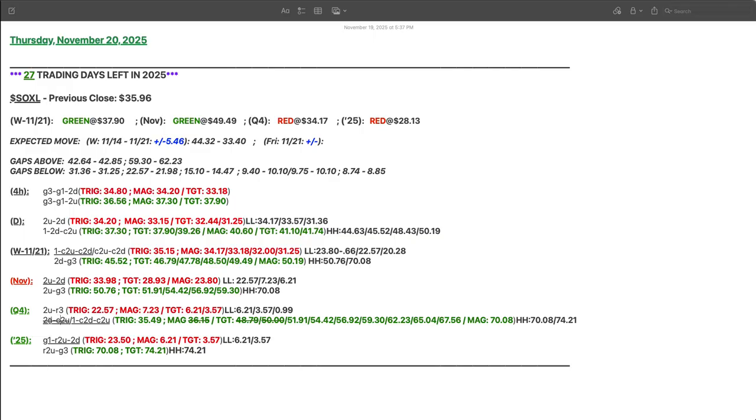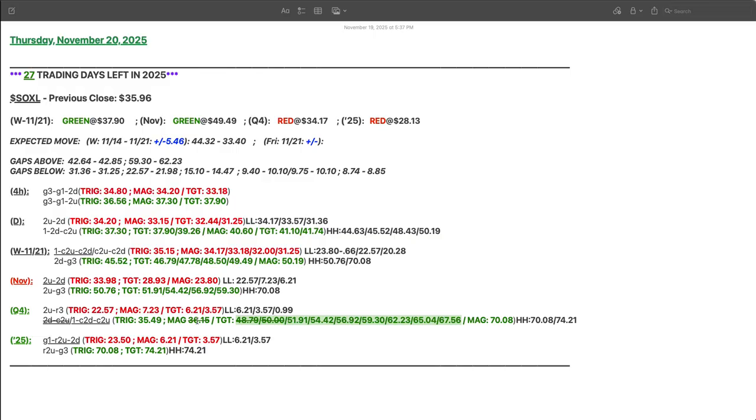Going to the quarter, again, we triggered that 2 down combo 2 up when we went above 35.49. That reached magnitude at 36.15, which then kicked off the 1 combo 2 down combo 2 up, which has a magnitude of 70.08. And the reason why we put all these intermediate targets in there, right? When we were at 36.15, we weren't even thinking we were going to get close to 70.08.